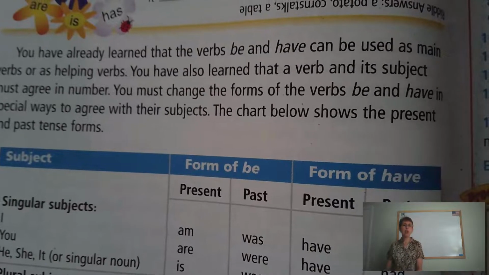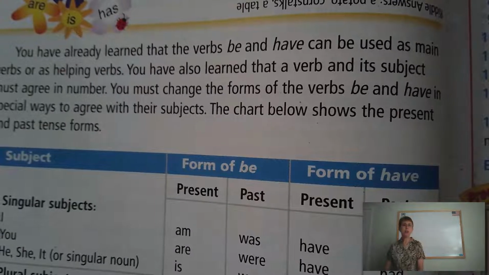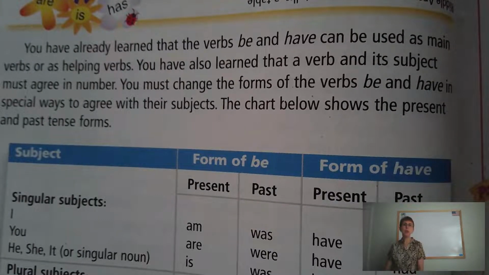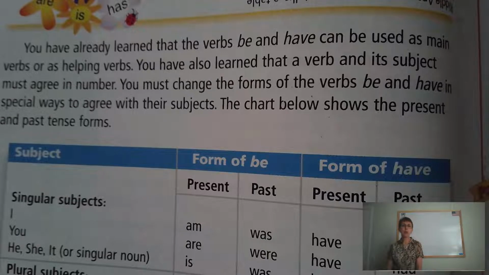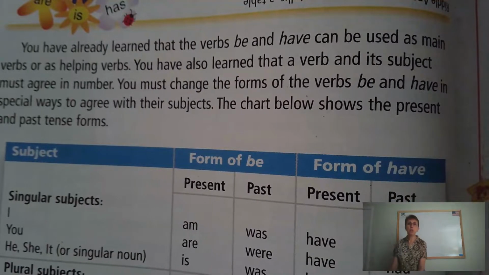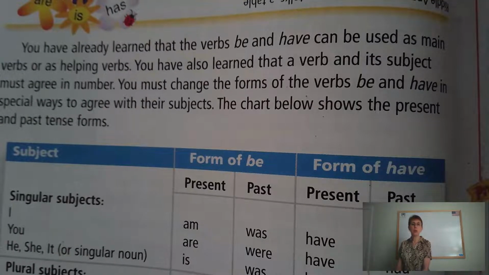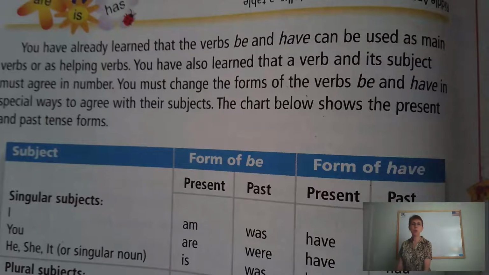As a reminder, you have already learned that the verbs be and have can be used as main verbs or as helping verbs. You have also learned that a verb and its subject must agree in number. You must change the forms of the verbs be and have in special ways to agree with their subjects. The chart below shows the present and past tense forms.